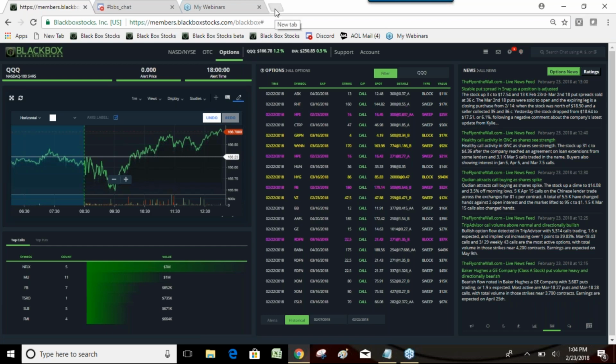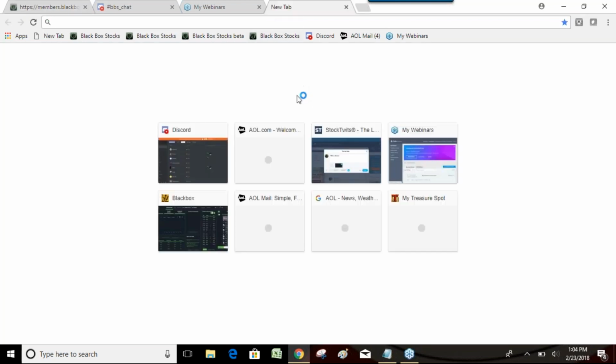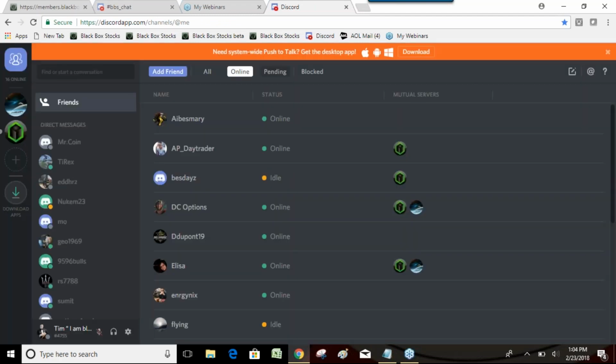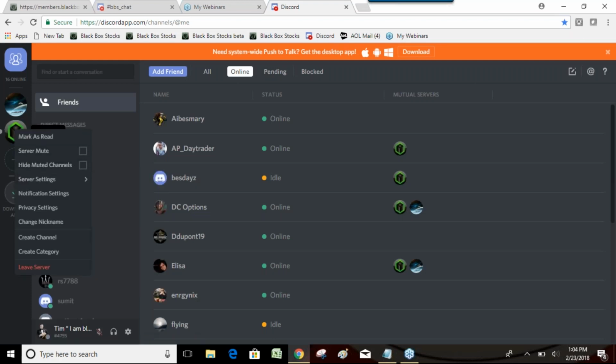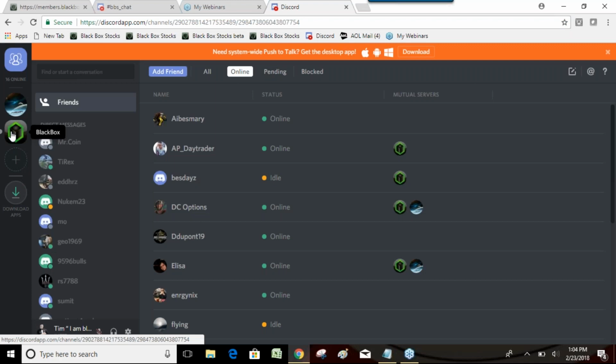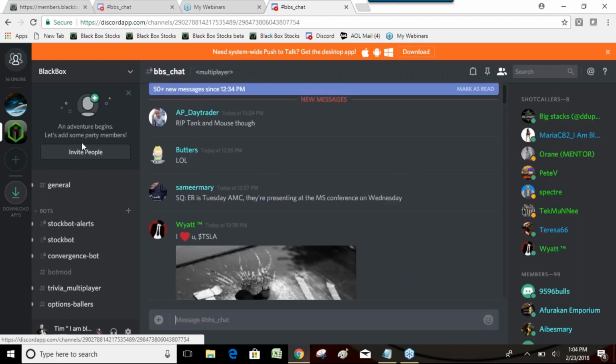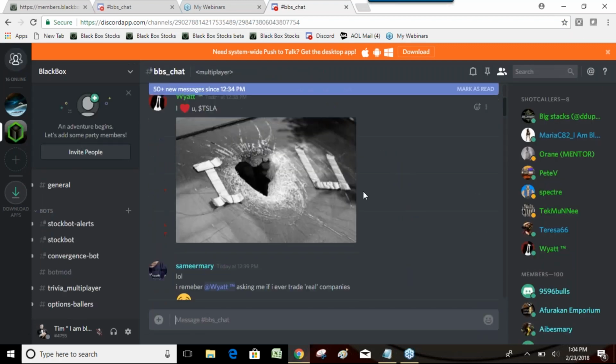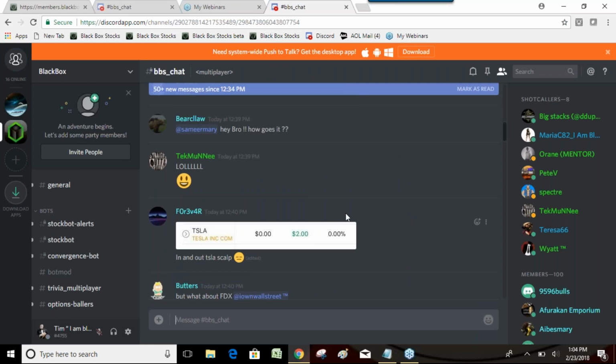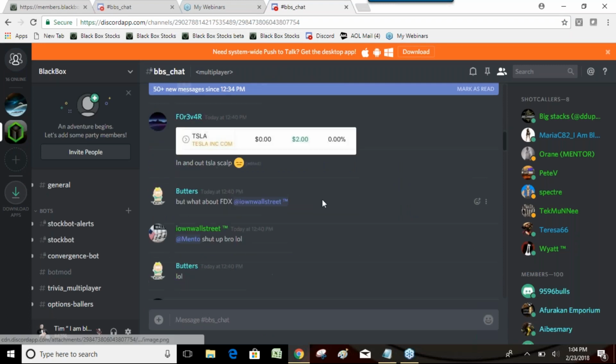Let me show y'all how to get on Discord. Now the BlackBox chat room itself, it's mainly for stocks. We've got hundreds over here on Discord. Very, very good traders showing you live what they're trading, talking live, educating all day. Let's go ahead. Show y'all a little bit about what's going on in there. Somebody just opened a Tesla position.